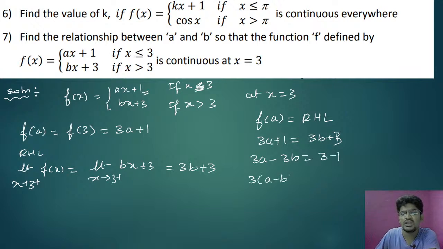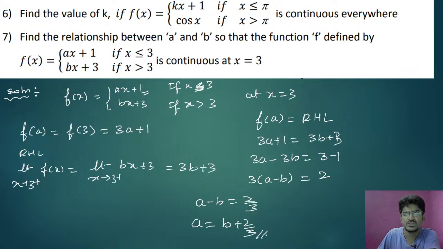3 you take common, a minus b. So this will be equal to 2. Therefore, a minus b equal to 2 by 3, or you can write it as a equal to b plus 2 by 3. So this is the relationship between a and b. So very simple problems in continuity. Easily you can take 4 marks if you have the nice practice.